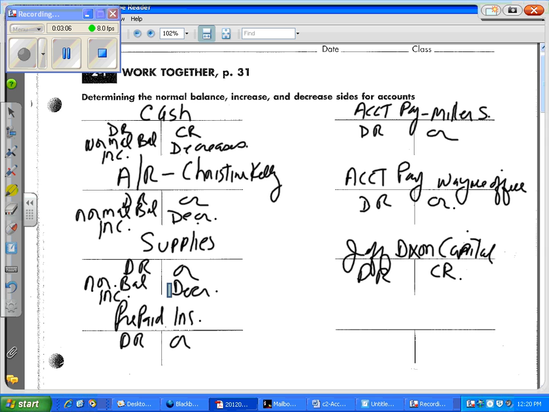Prepaid insurance, an asset, something that we own. The normal balance is a debit. That will increase it. Credit decreases it.